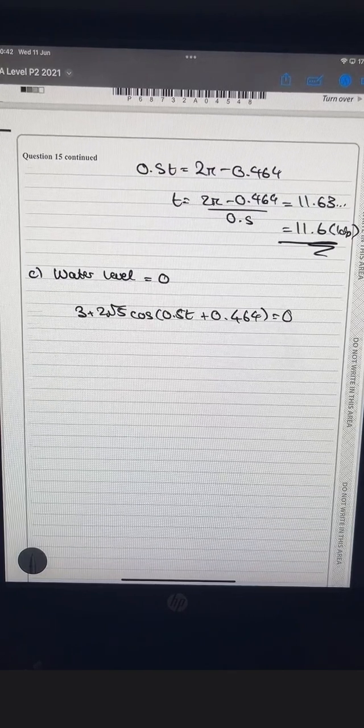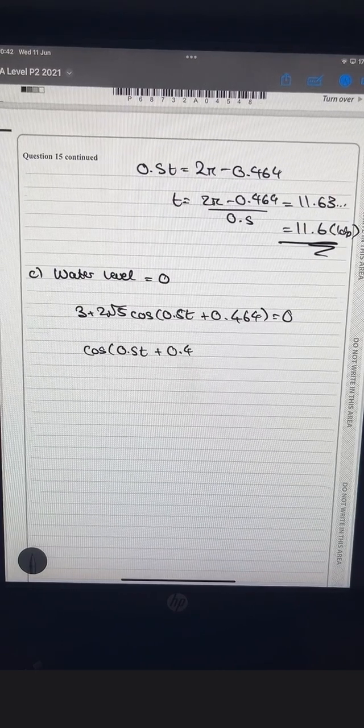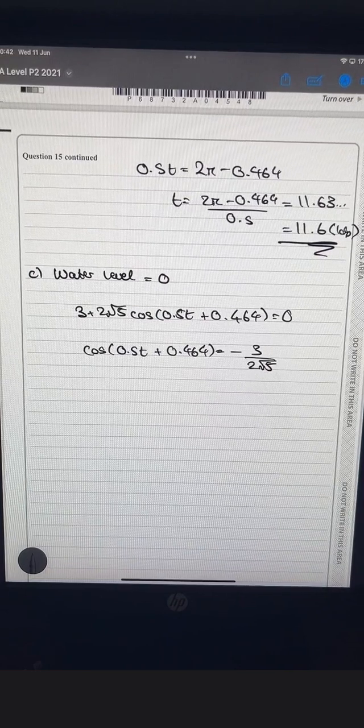So if I just rearrange this, I'm going to subtract 3 on both sides and divide by 2 root 5. I get cos of 0.5t plus 0.464 equals negative 3 over 2 root 5. And I'm going to solve for this thing. Make sure you write the whole thing, or you could just say that x equals this thing to speed it up. This is October 2021 paper 2 A-level at Edexcel. So 0.5t plus 0.464 is equal to inverse cos of minus 3 over 2 root 5.